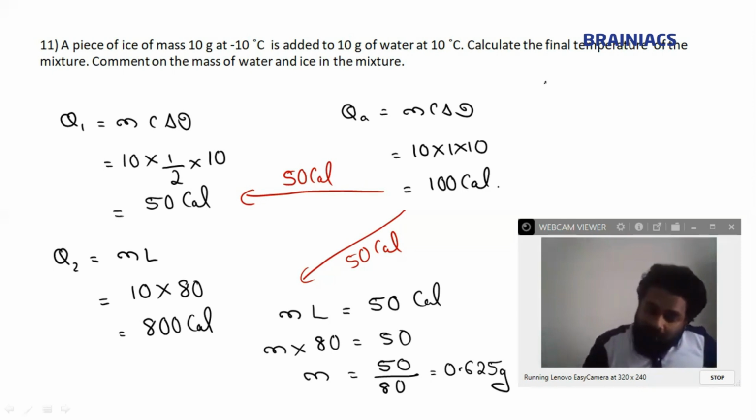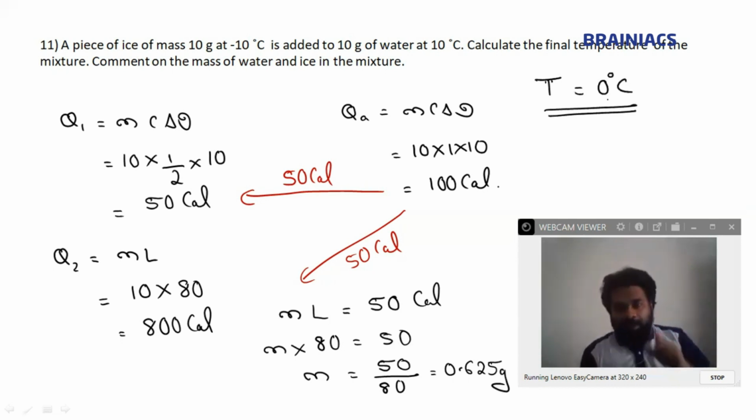So 0.625 gram of ice will be converted into water and they will come to a common temperature. So final temperature is what? Temperature is going to be 0 degree Celsius. This is one answer. Ice will become ice at 0 degree Celsius. Water at 10 degree Celsius will become water at 0 degree Celsius. After that, how much heat is available? With that much, ice at 0 degree Celsius will convert into water at 0 degree Celsius. So final temperature is confirmed 0 degree Celsius only.